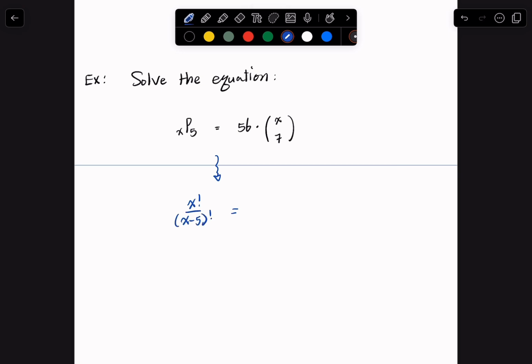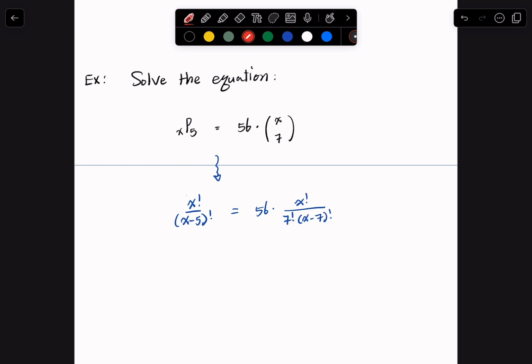And now it's the right side. We have 56, we just copy that. And we have x factorial over 7 factorial times (x minus 7) factorial. It still doesn't look nice, but at least we have something we can do here.